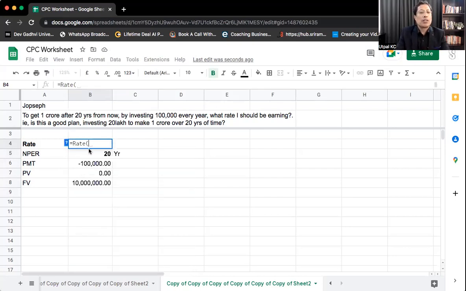Rate, 20 years, minus 1 lakh, 0, FV 1 bracket close. 14%, 13.71%. Yeah, possibly. Yes, Amish, high five. Okay, got it. Joseph got it. 13.7%. Yep. 13.7%. And yeah, so you make sure you have proper knowledge.